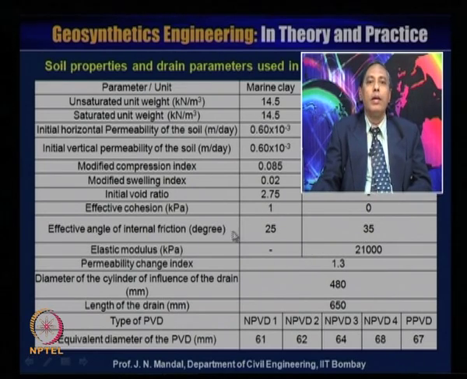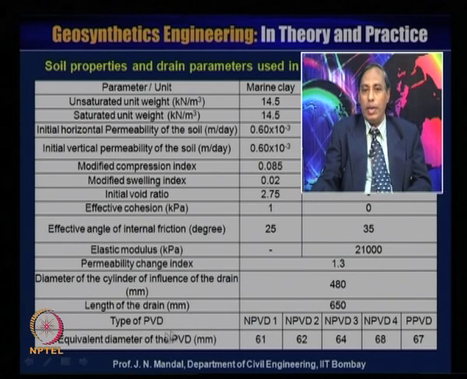So, these are the properties that have been included in the computational analysis for simulation. Apart from this, you are provided with the elastic modulus, that is for gravel 21000 kilopascal, permeability change index is 1.3, diameter of the cylinder of influence of the drain is 480 millimeter, length of the drain is 650 millimeter, and type of the PVD.